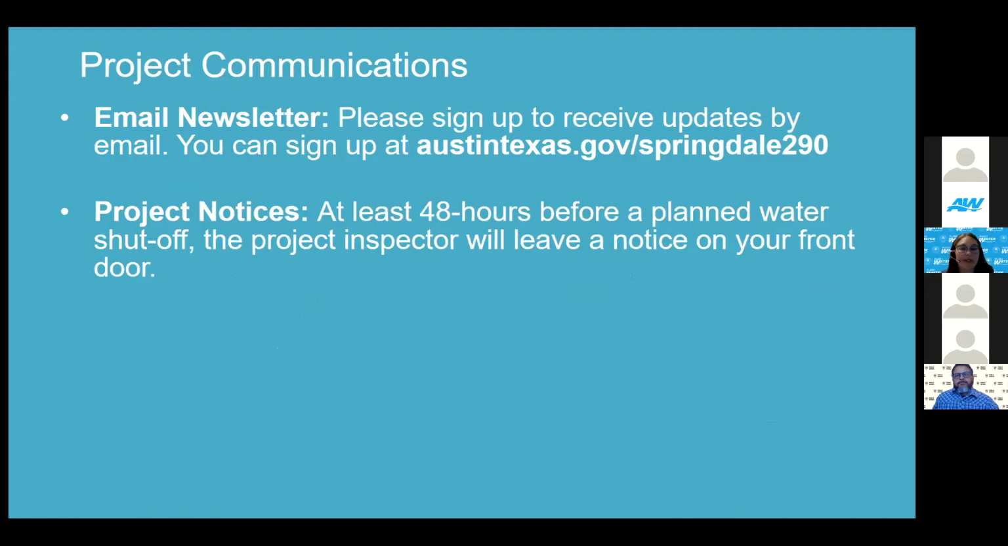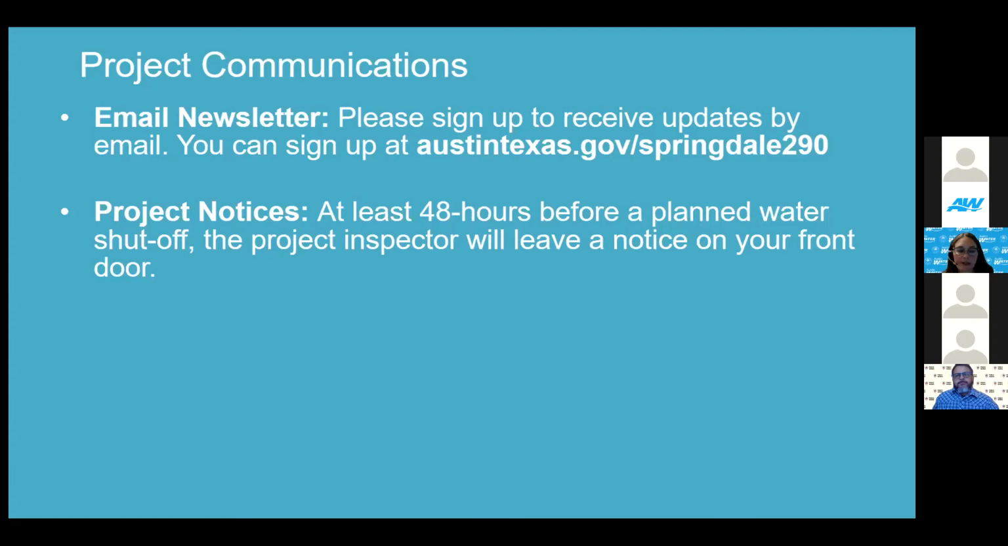So I will just highlight that we will send email updates out as the project progresses. And Lydia, if you can help me by putting this link in the chat for our attendees. We have a project webpage dedicated to this project at austintexas.gov/Springdale290. That page has the map, it has the fact sheet, and there's also a link on there. If you click that link and give us your email address, then you'll be contacted with project updates directly.